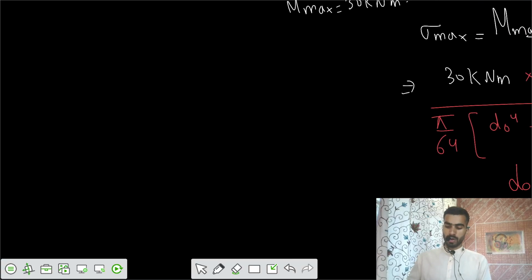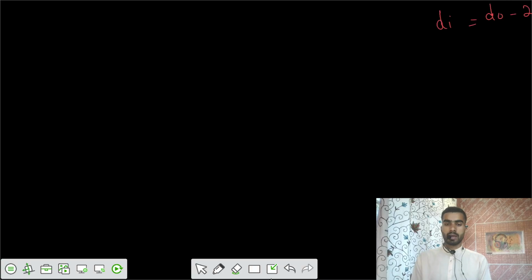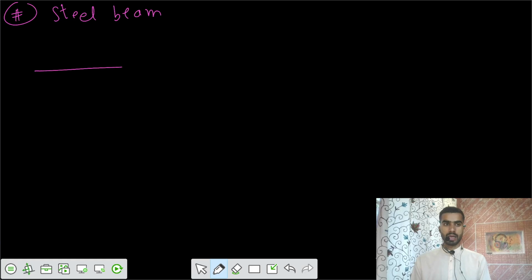Let's take one more problem. This one is a beautiful problem of the bending stresses. So you have a steel beam. The cross section, let's have the loading first. You have a simply supported beam.